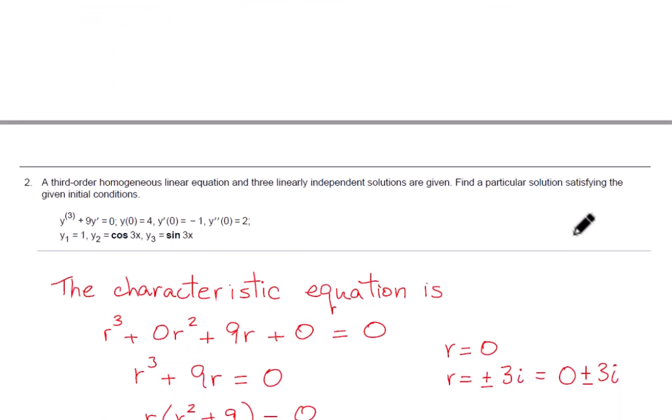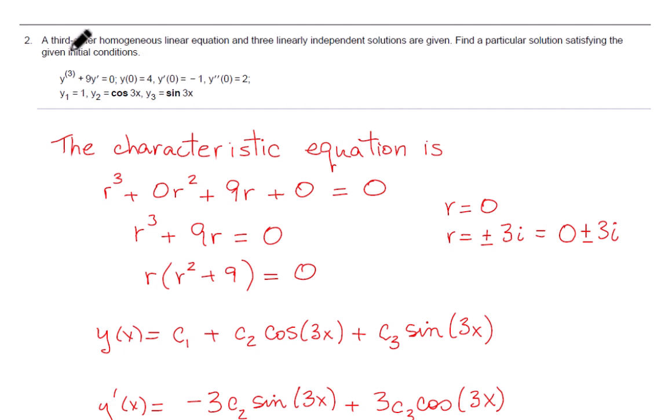So, looking here at question 2, we have a third order problem. We have three initial conditions, and so these are constant coefficient, homogeneous. So I form the characteristic equation. I get r cubed plus 9r is 0. I can factor out this common r, and so I get r equals 0. And then from this particular piece, I get two complex roots.